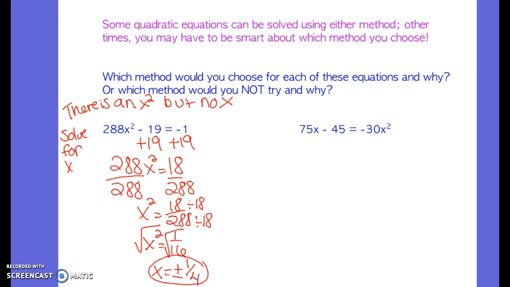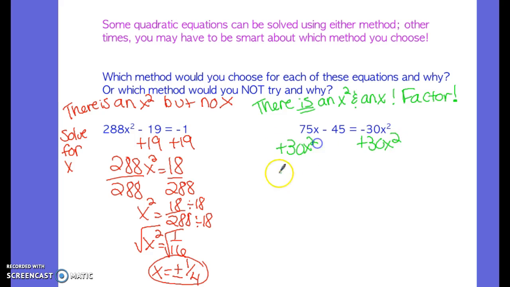For the second one, notice there is a middle term. There is an x squared and an x. When this happens, I factor. So first I need to put it in standard form. So I'm going to add 30x squared. So I get 30x squared plus 75x minus 45 equals 0.